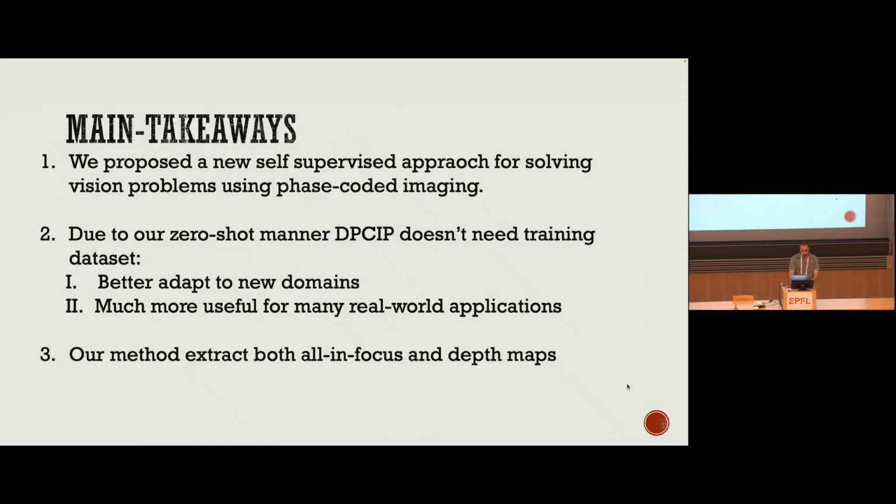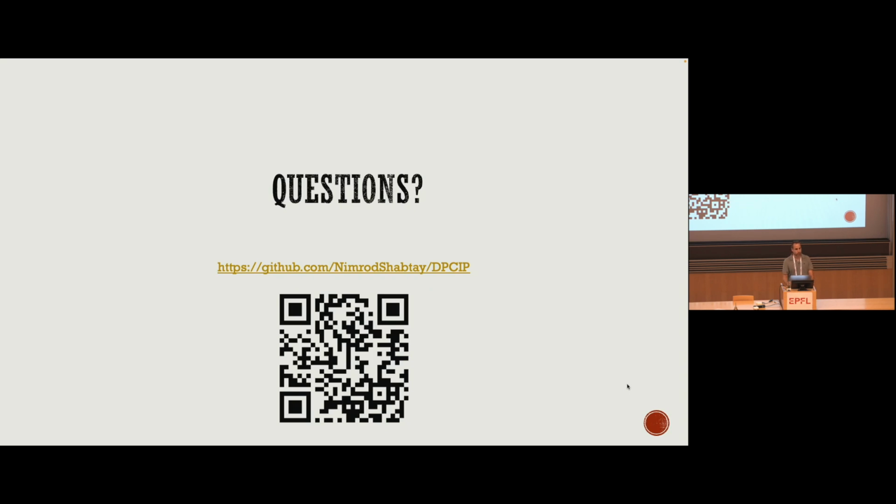And maybe to sum up our main takeaways. So we propose, again, a self-supervised approach for solving vision problems using phase-coded imaging. We do that by incorporating the optic knowledge in the optimization scheme, and we do all the optimization at once. And due to our zero-shot method, we don't need any data set, so we can better adapt to new domains, and we could be much more useful for many applications where we have a domain gap. And again, our method extracts both all-in-focus and depth maps, which is nice. Our code is publicly available, and I'll be happy to answer any questions. Thank you.